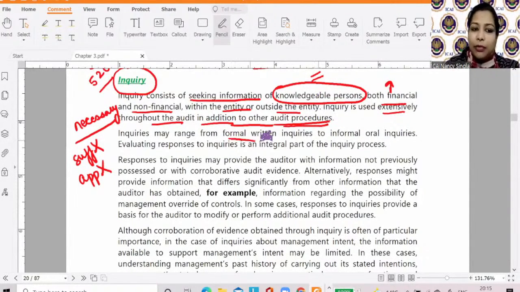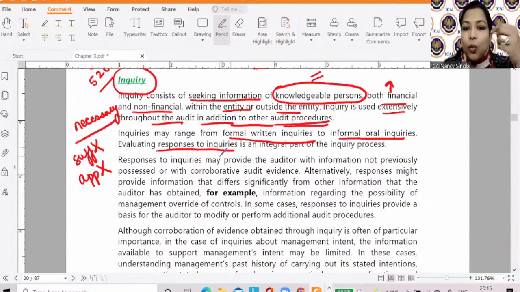An inquiry can be formal written inquiries or informal oral inquiries. And then evaluating the responses to the inquiries. You have inquired, management has given you some response, you need to evaluate that. Usko file mein rakh nahi lena hai bas ki audit documentation banana nahi. You need to evaluate that, and this is an integral part of inquiry process.